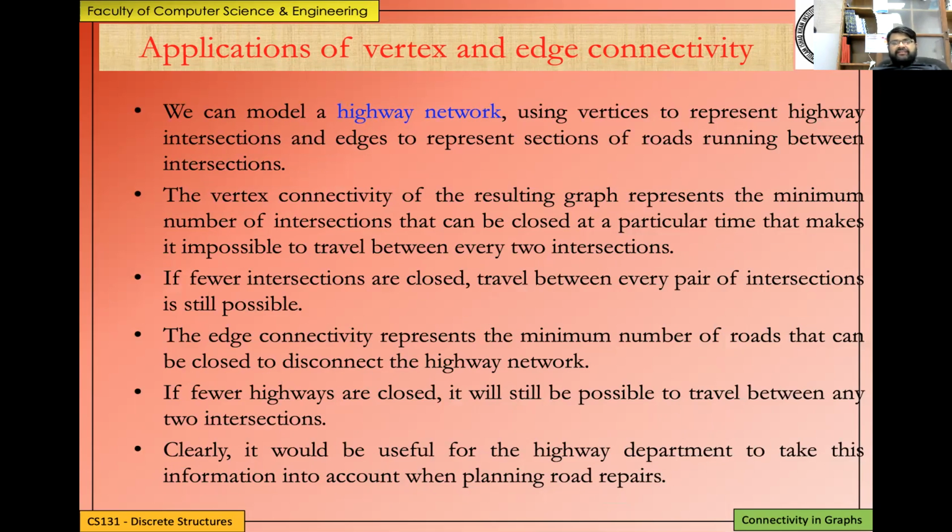The edge connectivity in this case represents the minimum number of roads that can be closed to disconnect the highway network. So if fewer highways are closed, it will still be possible to travel between any 2 intersections. Clearly, it could be useful for the highway department to take this information into account when planning road repairs, for example.